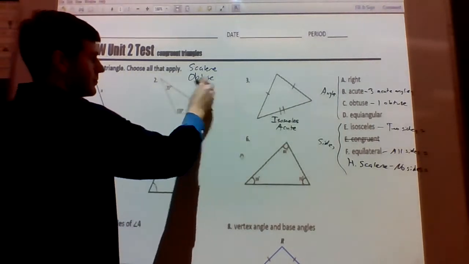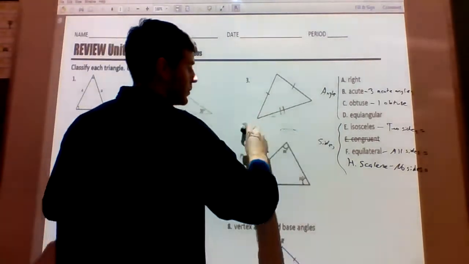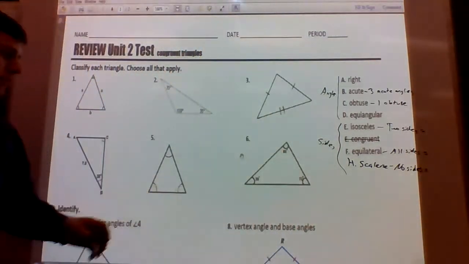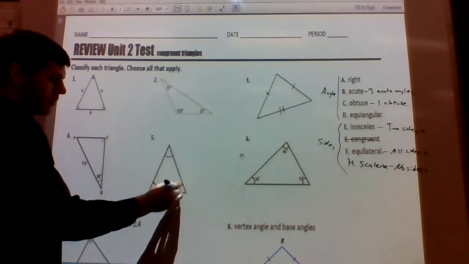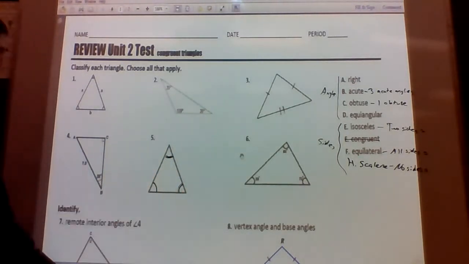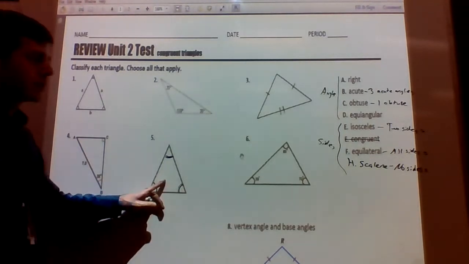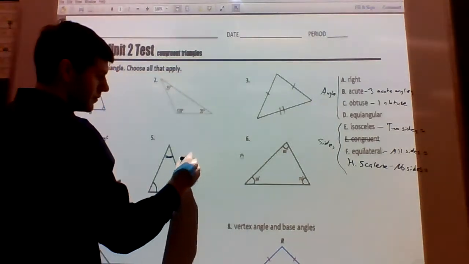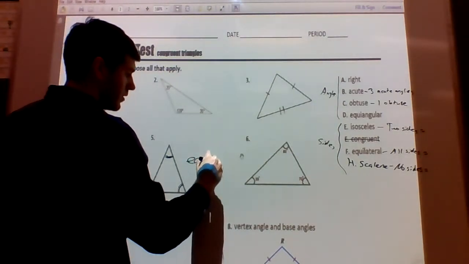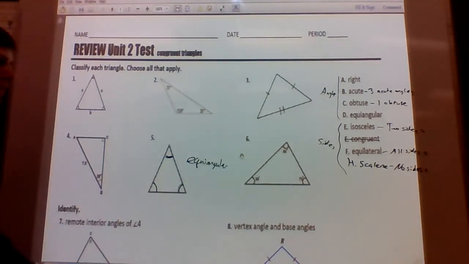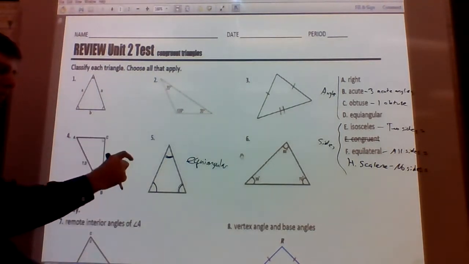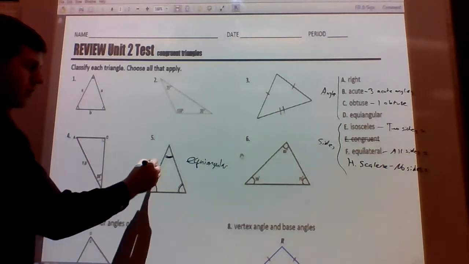I just didn't have enough space. So here we have three angles that are the same, right? These arcs are telling us each angle is congruent. So since all the angles are congruent, their angle measures are the same. Since all the angle measures are the same, we have an equiangular triangle.